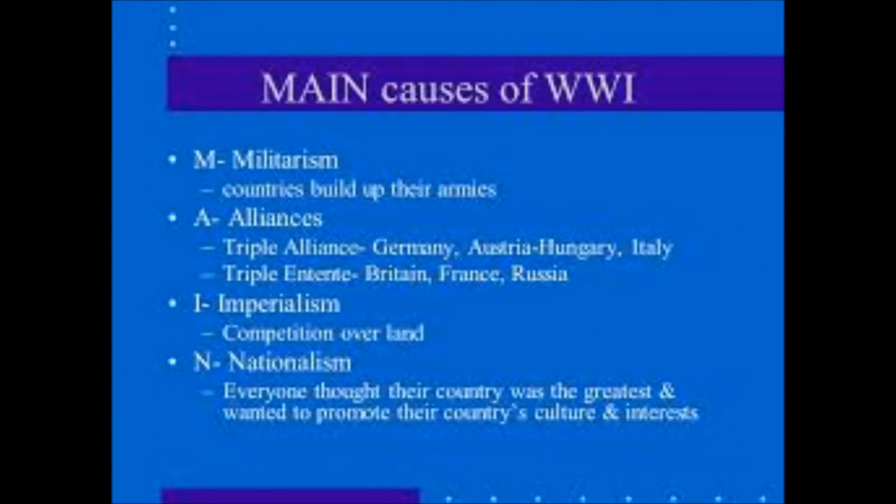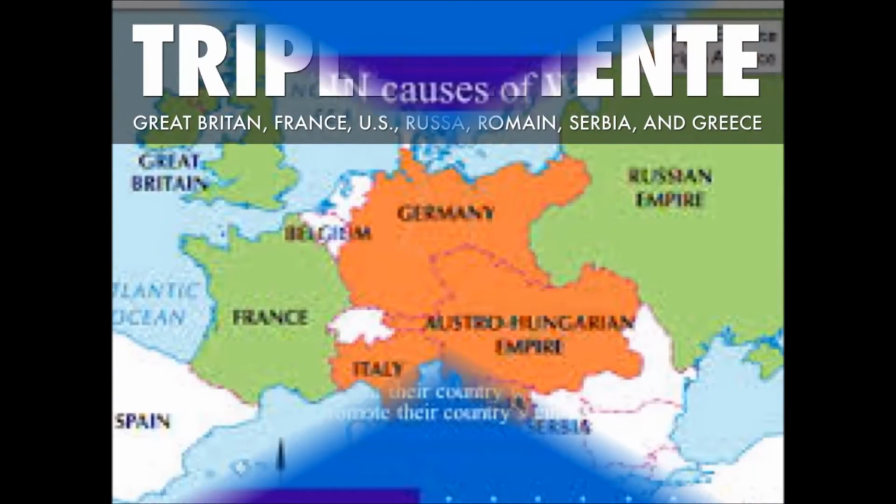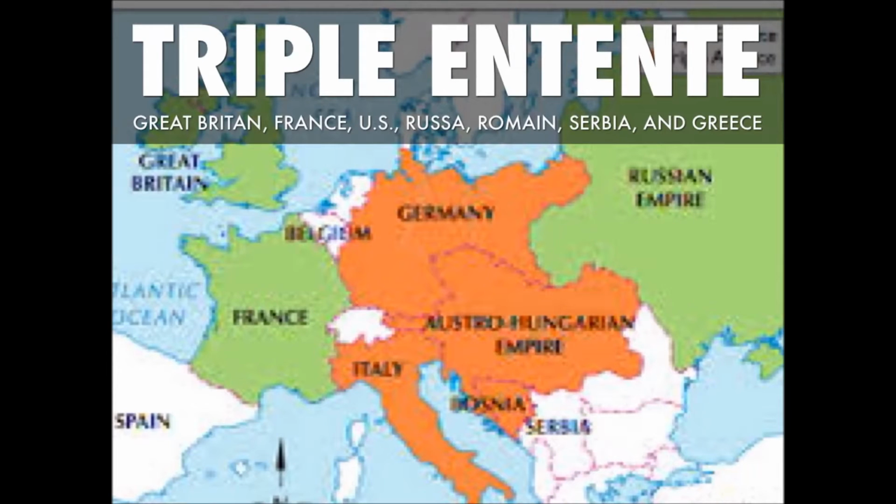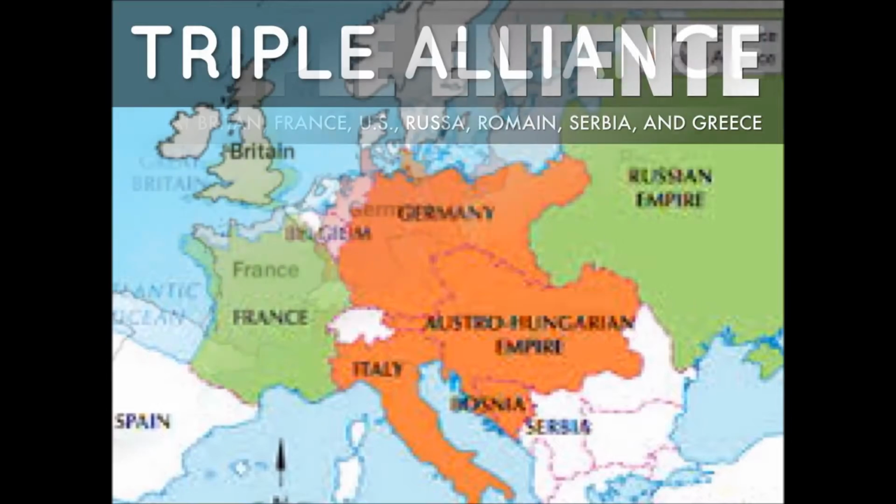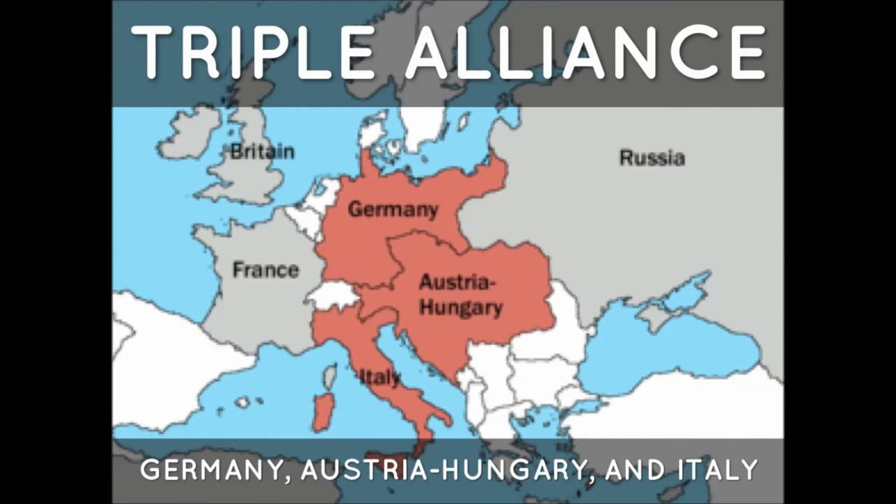Other long-term causes that led up to this war were militarism, alliances, imperialism, and nationalism. This led to the formation of the two alliances, the Triple Entente and the Triple Alliance. Britain, France, and Russia formed the Triple Entente, while Germany, Austria-Hungary, and Italy formed the Triple Alliance.